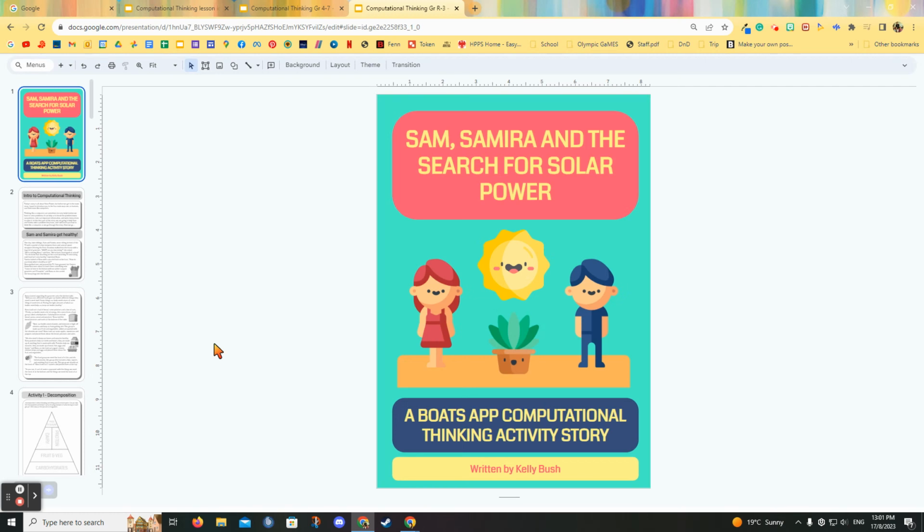Okay, so let's have a look at the computational thinking. The idea of this one was to teach computational thinking, but in the context of a story and different activities that go with the story. And each one is centered around a different environmental factor.